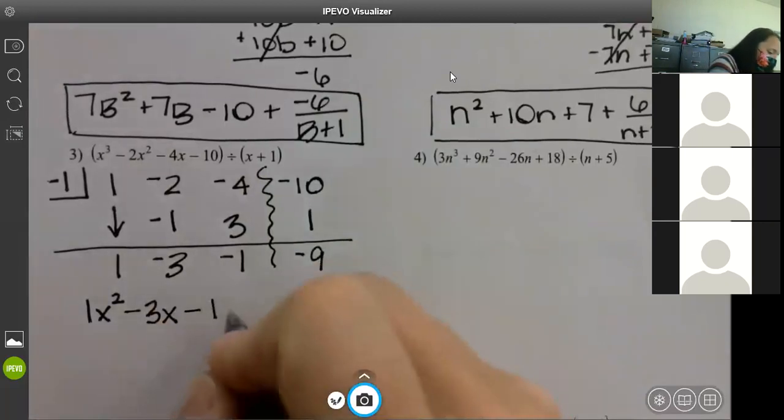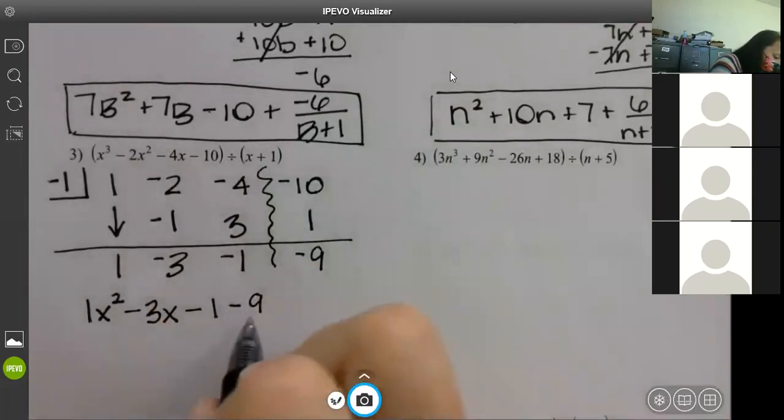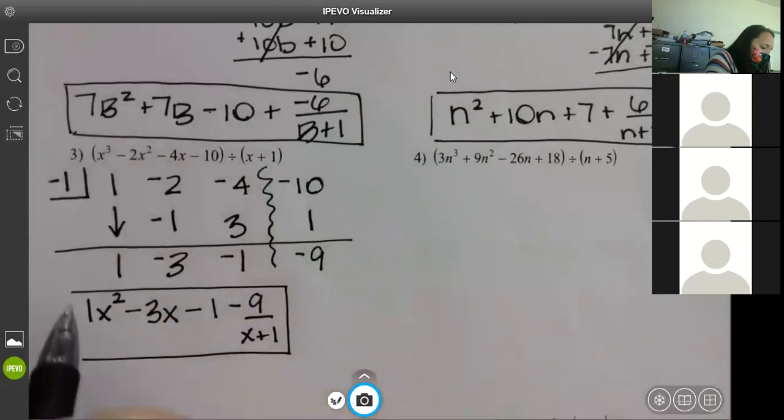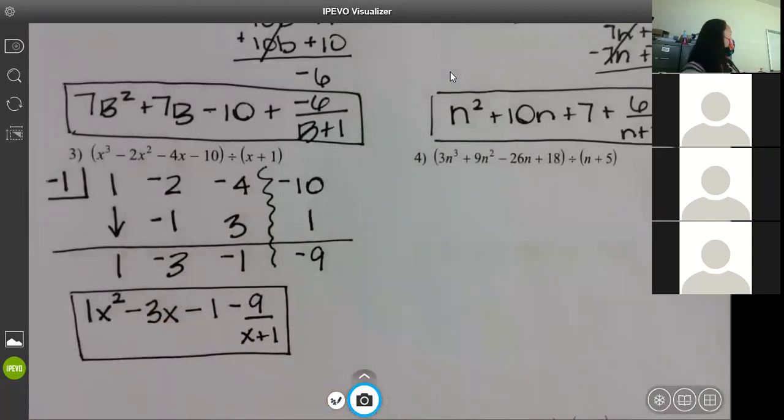Okay, our last number is -9. It is our remainder. So we always divide it by whatever we were dividing by. That's it. So we're going to do this a couple times. You'll get it. It's really easy.